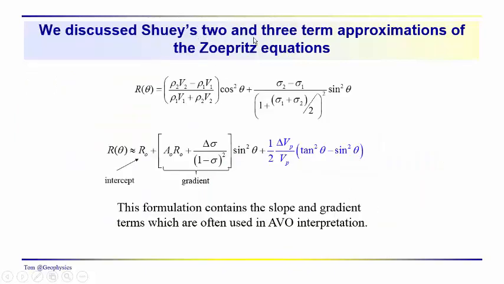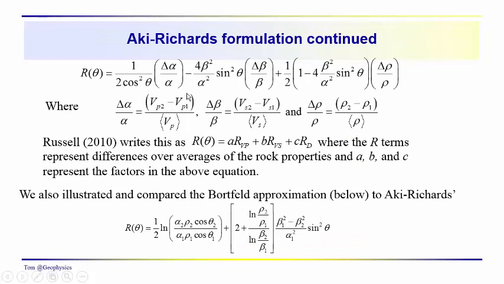So we discussed the Shuey 2-term and 3-term approximation. This is one form of that, which includes the Poisson's ratio. This is another form which is presented in terms of an intercept and gradient format. This would be the curvature term. We talked about this and spent considerable time on that. The Aki-Richards formulation that we also talked about at considerable length used some different notation depending on the papers that you were looking at.